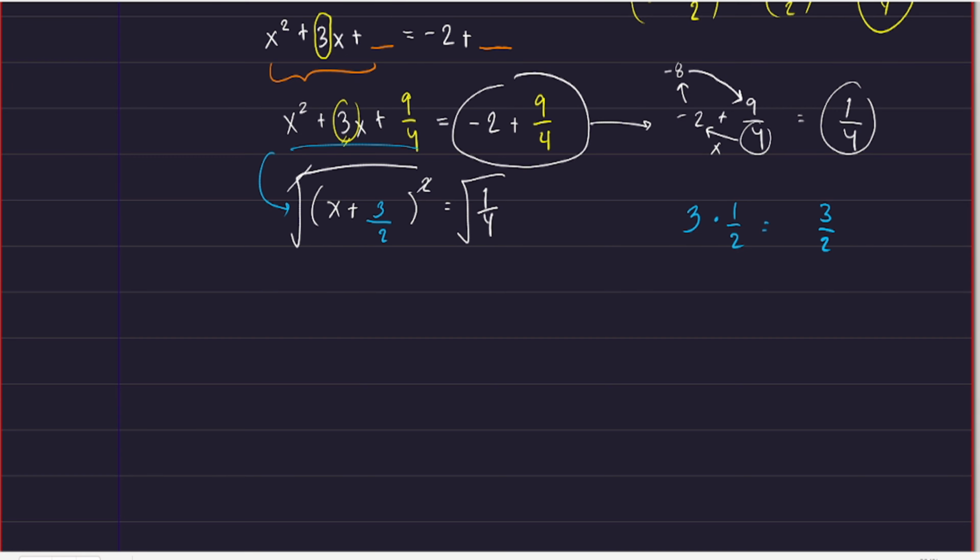So, matatanggal na to. And we have x plus 3 halves equals the square root of 1/4. And to get this, just simply get the square root of the numerator and the denominator. Square root of 1 is 1, and the square root of 4 is 2. And since we are dealing with square roots here, you can add a positive negative sign or a plus minus sign. So, yan. So, x plus 3 halves is equal to positive negative 1/2.